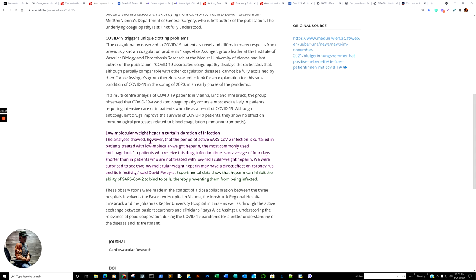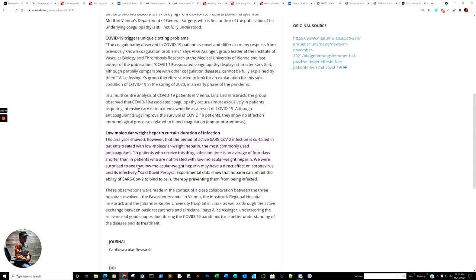The analysis showed, however, that the period of active SARS-CoV-2 infection is curtailed in patients treated with low molecular weight heparin, the most commonly used anticoagulant. Remember where heparin comes from? It also was originally found from another seaweed, fucoxanthin? Fucoxanthin, I believe. In patients who receive this drug, infection time is an average of 4 days shorter than in patients who are not treated with low molecular weight heparin.